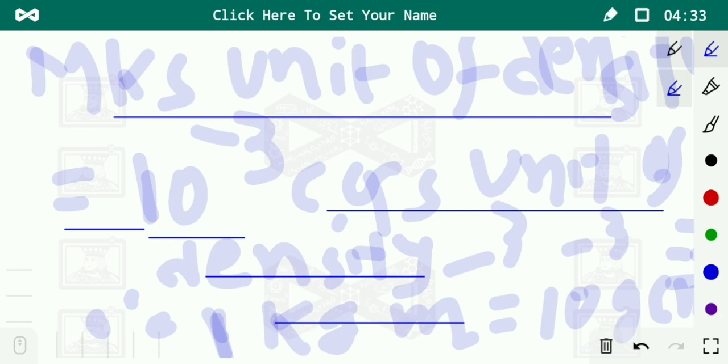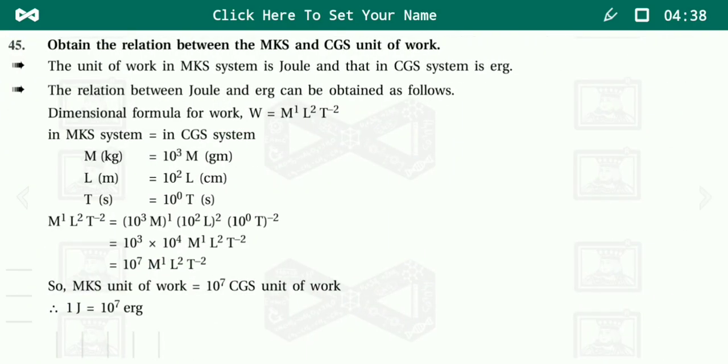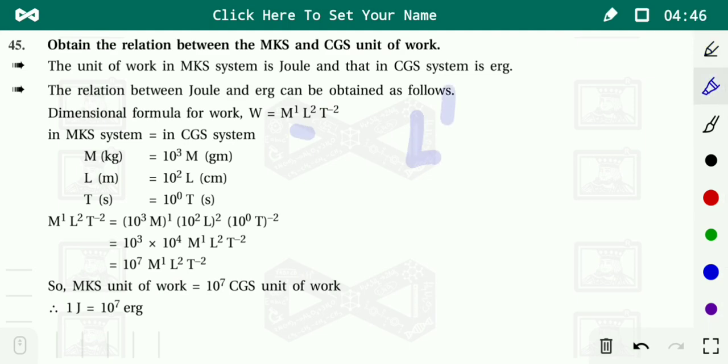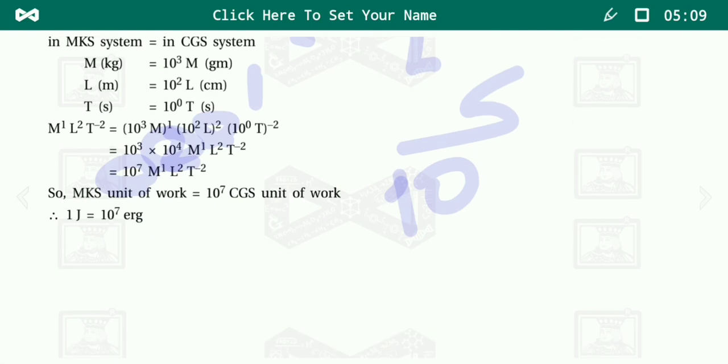You can also think about the second example now. Here I had given you the force. Only one variation is there. Here the power of L is 1 only. So in the solution part, this 2 should be replaced by 1 only. So this 4 will be replaced by only 2. So this 10 raised to 7 will be replaced by 10 raised to 5. So 1 Newton is equal to 10 raised to 5 dyne.